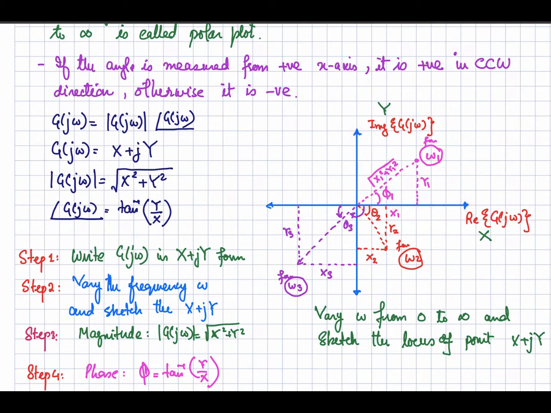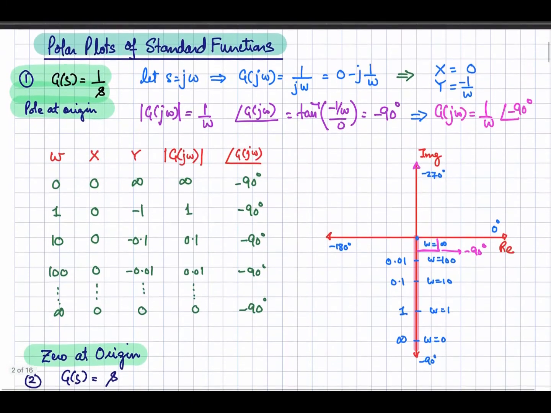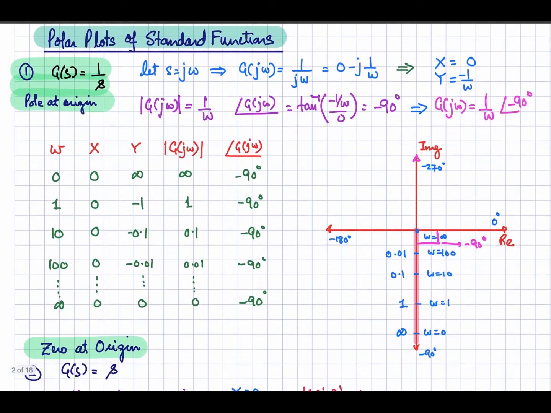And what will be the magnitude? The magnitude will be the square root of x squared plus y squared, and the phase will be given by this expression. So when you vary the frequency from 0 to infinity and sketch the locus of all points, your real and imaginary part will definitely vary, so that locus will be the polar plot.